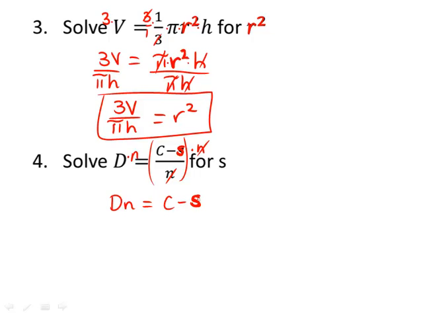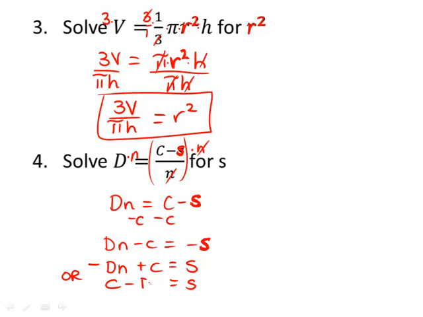Okay, you want s by itself. So now you've got a few options. If you want to keep it on the right-hand side, then you can subtract c from both sides, giving you dn minus c equals negative s. But you're still not done yet. You don't have s by itself yet. So to oppose a negative, we could multiply everything by negative 1, therefore changing all of the signs, and that's fine. And you could also rewrite it as c minus dn, which is a little bit neater looking.